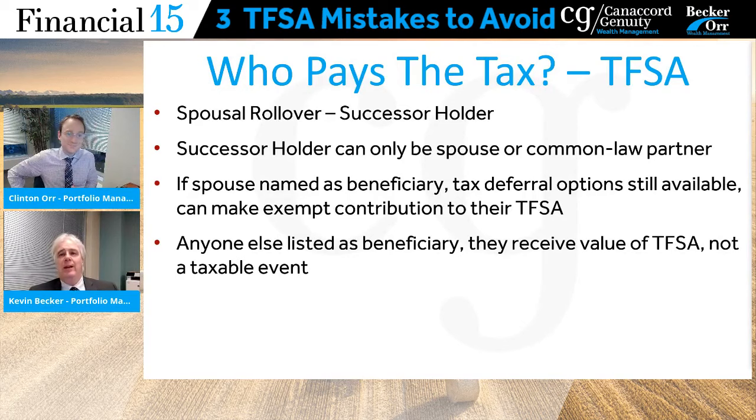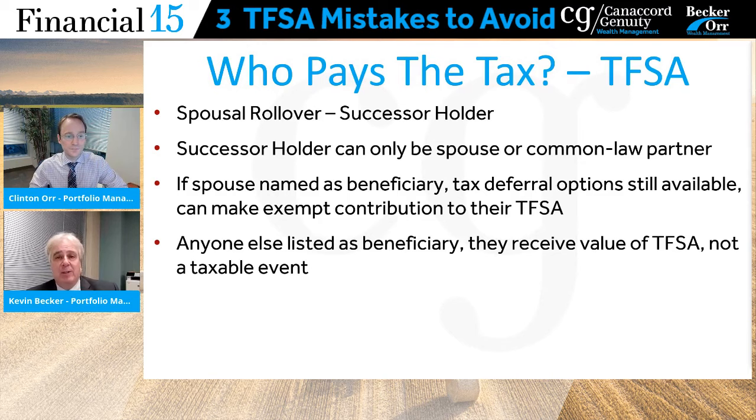Basically, depending on what it is, you can either have a beneficiary or a successor holder. Some people refer to it also as a successor annuitant. But the thing to remember is the spousal holder is the one that has to have the successor annuitant on it. It can only be a spouse or a common law partner. And the rationale for why you want to do this is to avoid any sort of a tax scenario.